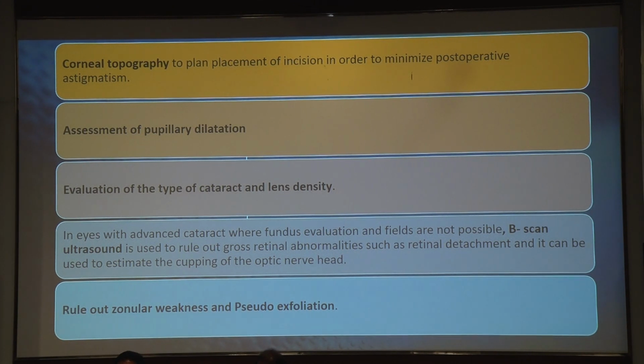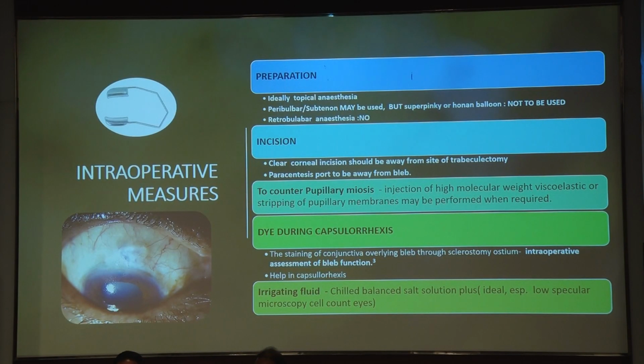In eyes with advanced cataract where fundus evaluation and fields are not possible, B scan is very important to rule out gross retinal abnormalities such as RD, and so on and so forth. Rule out zonular weakness and pseudoexfoliation. Now, intraoperative measures for preparation: ideally topical anesthesia if you could do, but if you are not confident, go ahead and give a block, and there's no need to be bringing anything in between and doing a topical. You can give a block and do it, but make sure that you're not giving a retrobulbar anesthesia. The clear corneal incision should be away from the side of trabeculectomy.